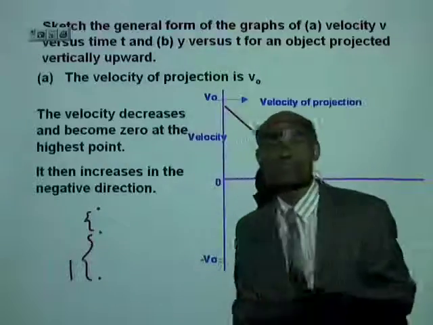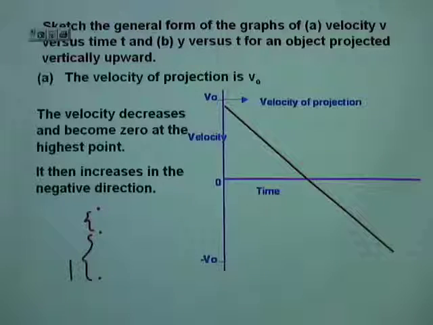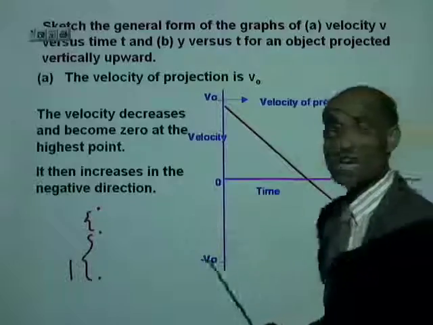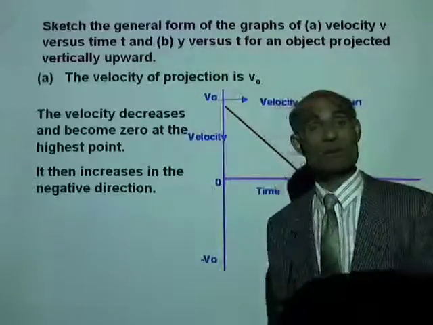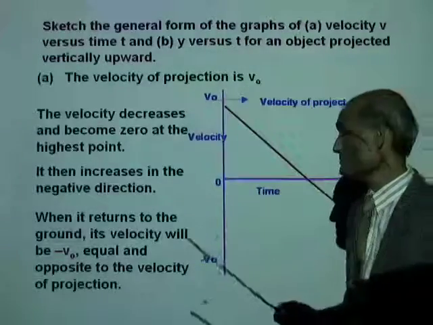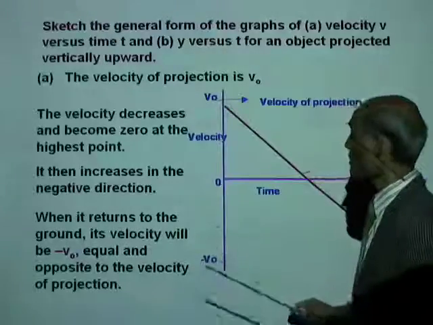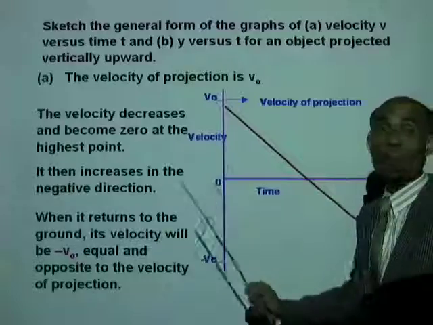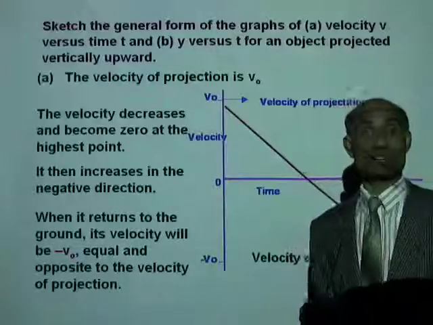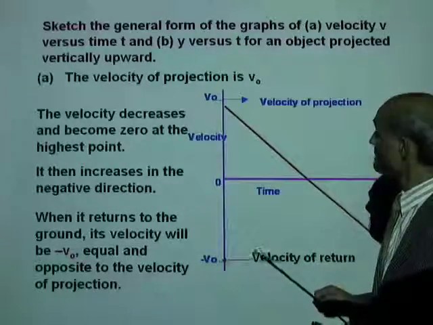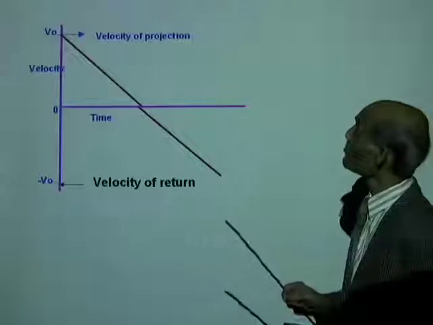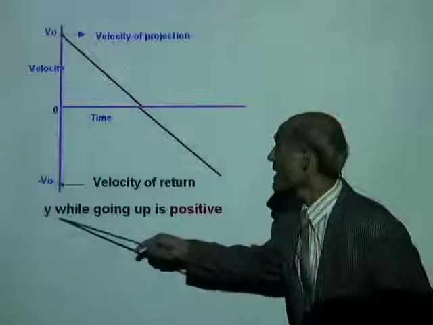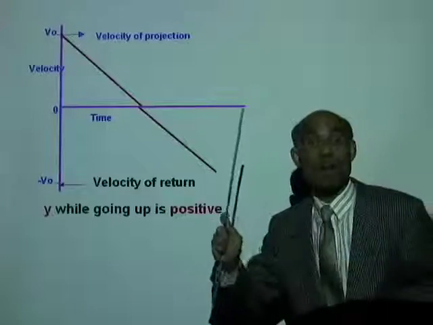So what will happen to the graph? If you draw a graph of y against t, what will be the shape of that graph? Can you think about it? All right, we talked about this velocity. When it returns, its velocity will be equal and opposite to the velocity of projection. All right. Okay, let's now talk about the y while going up is positive.